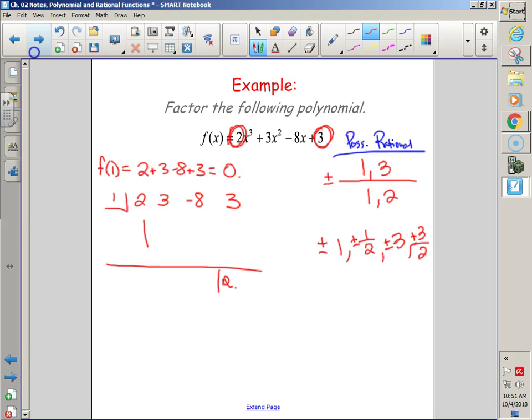So now that I do synthetic, I go ahead and multiply, right? Add, multiply, add, multiply, add. What was the purpose of that synthetic? I already knew that 1 went in. I already knew that the remainder was going to be 0. I broke it down into a simpler polynomial. So what kind of polynomial is this now, Matthew? A quadratic, because the degree goes down by 1. Jordan.